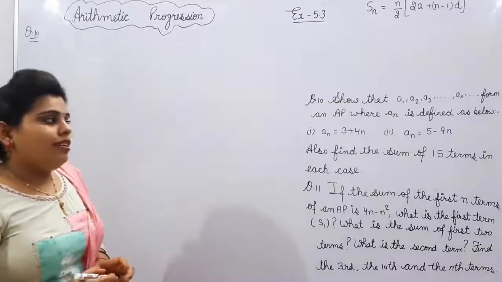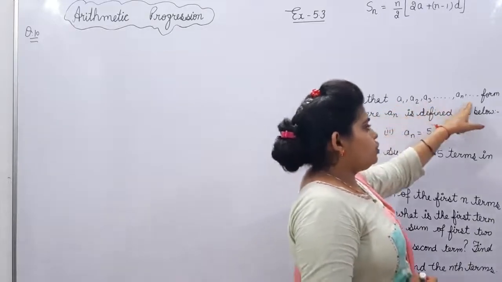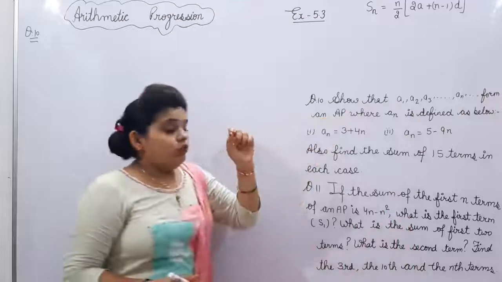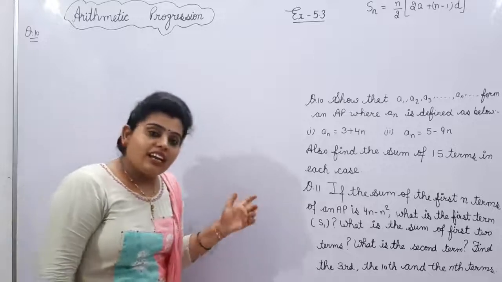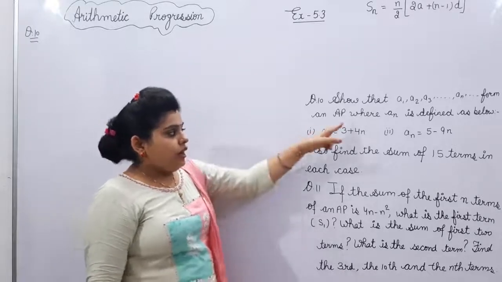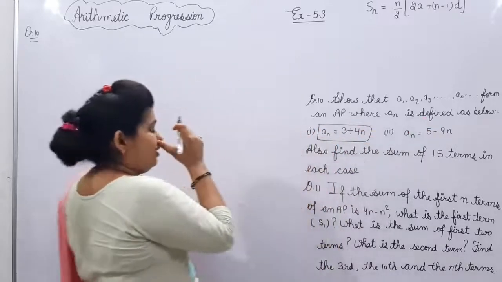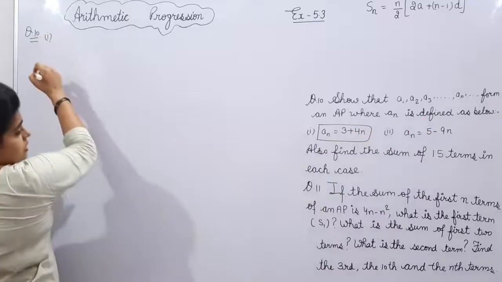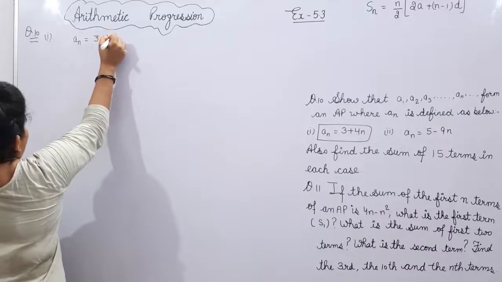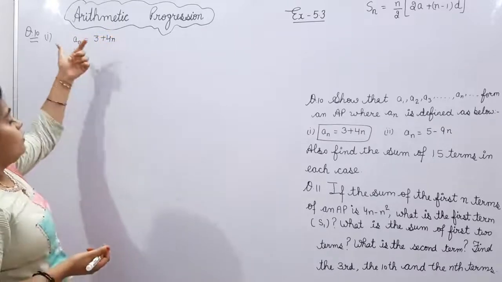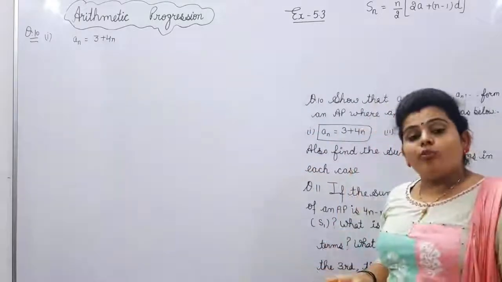Question number 10. What is asked in question number 10? Show that a1, a2, a3 up to an form an AP. We have to show that these a1, a2, a3 up to an form an AP. सबसे पहले हम चेक करेंगे कि क्या ये AP की फॉर्मेशन करते हैं या नहीं. Where an is defined as, here one relation is given in first part of question number 10. What is given? an is equal to 3 plus 4n. This relation is given. First of all, we have to find a1, a2, a3 and we will check whether they are forming an AP or not.